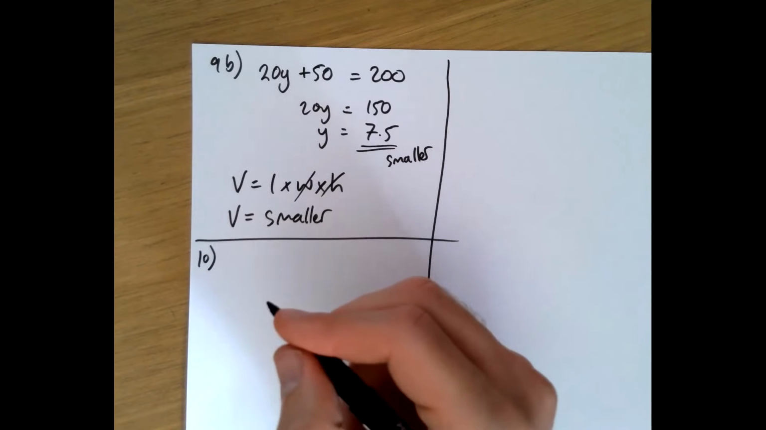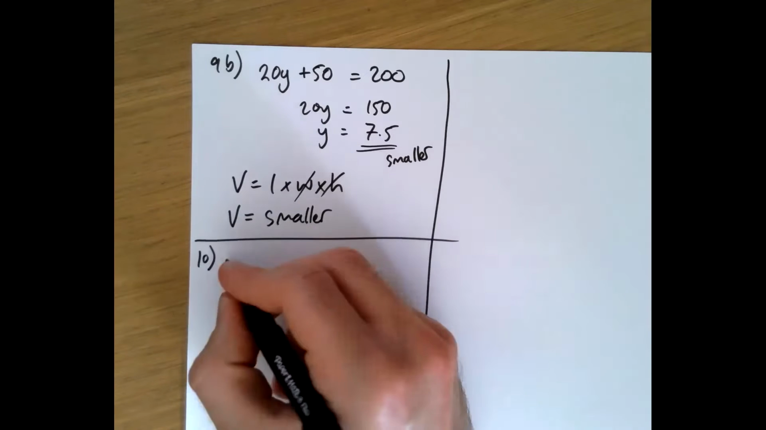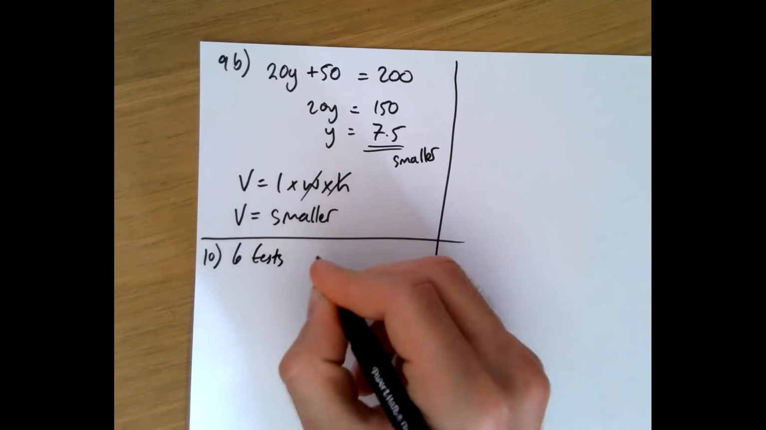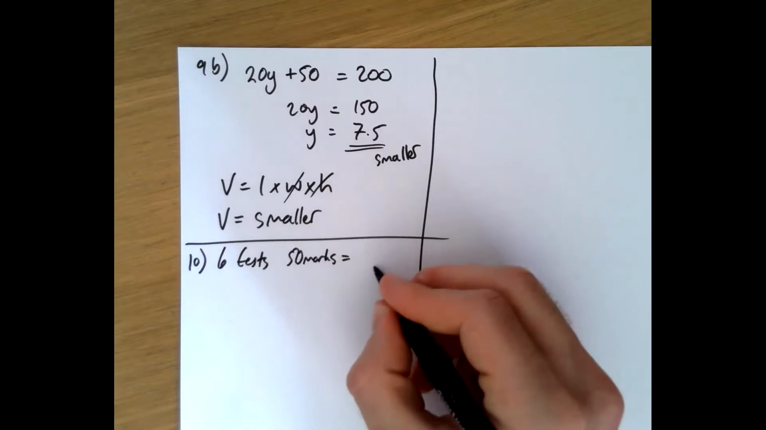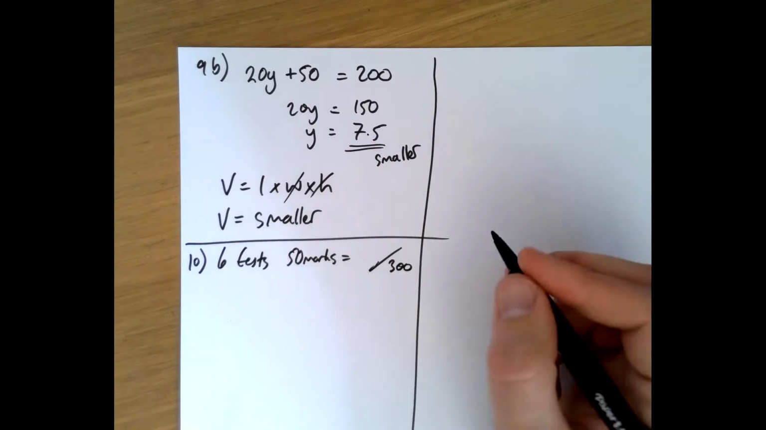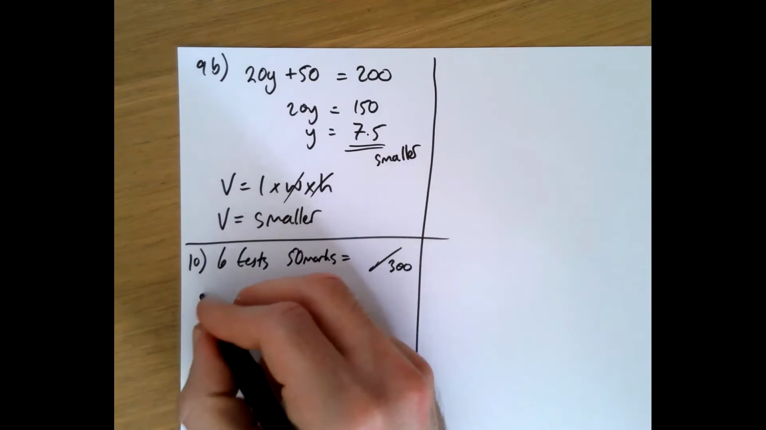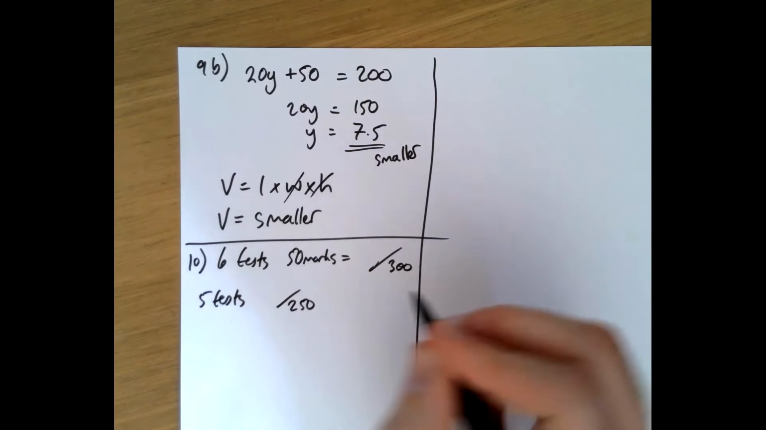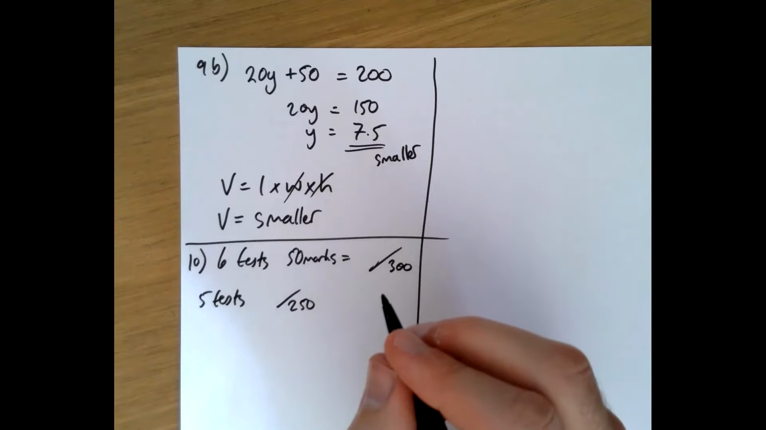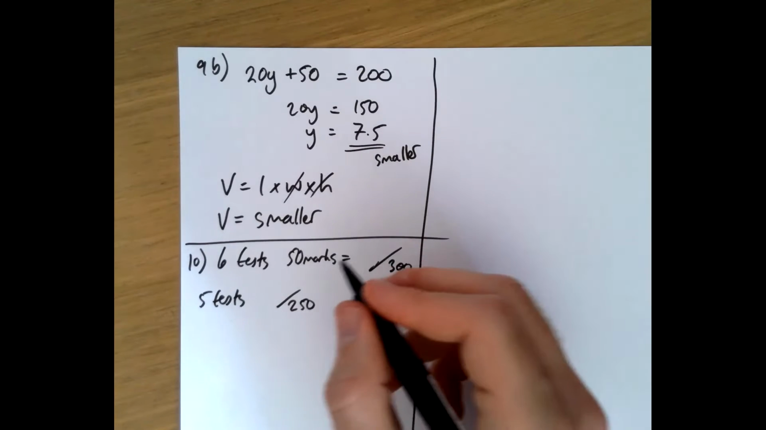So Alex and Bev sat 6 tests, each with 50 marks. So 6 tests, each one had 50 marks. So overall, the test must be out of 300, right? Because I've just done 6 times 50. The table shows their mean percentage after 5 tests. So out of 5 tests, that's going to be out of 250, isn't it? After all 6 tests, their mean percentages were equal. So let's just work out what they've got to start with.